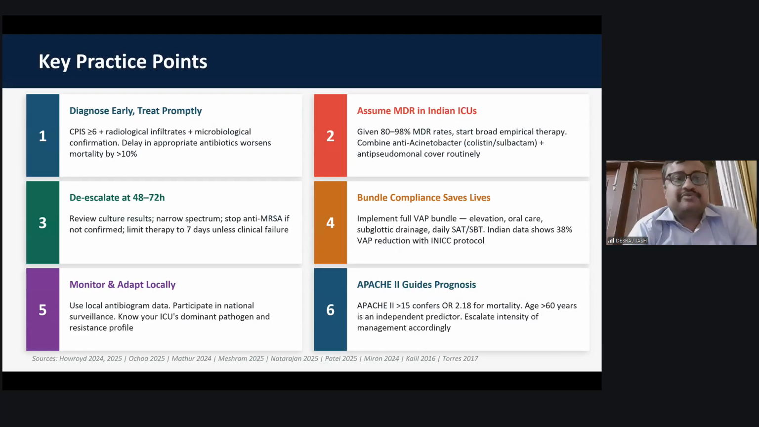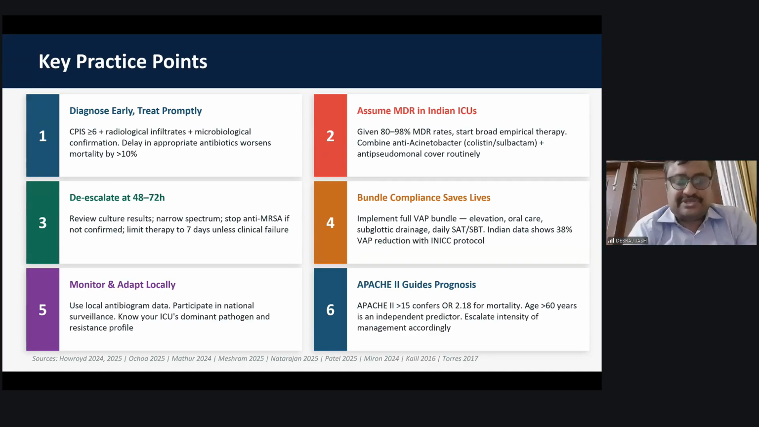So the key practice point: we should diagnose early and treat promptly. The CPIS score till date is the best possible one. Assume that you are dealing with MDR in an Indian ICU. So empirically, cover Acinetobacter with colistin, sulbactam, plus anti-pseudomonal coverage. De-escalate as soon as the culture report is available.